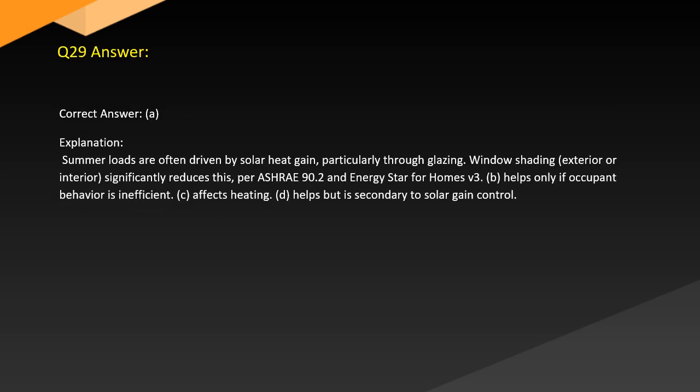Answer. Correct answer: A. Explanation: Summer loads are often driven by solar heat gain, particularly through glazing. Window shading, exterior or interior, significantly reduces this per ASHRAE 90.2 and Energy Star for Homes. B helps only if occupant behavior is inefficient. C affects heating. D helps but is secondary to solar gain control.